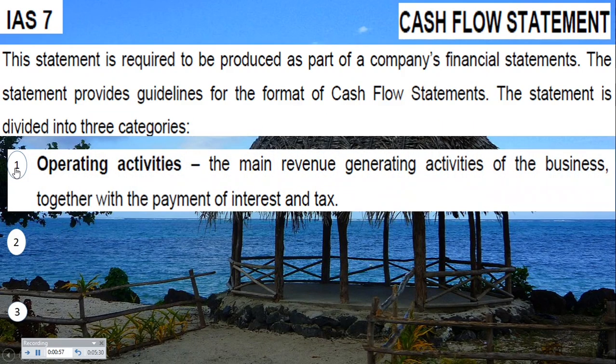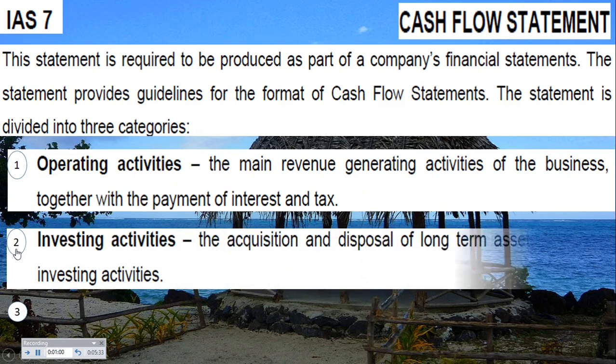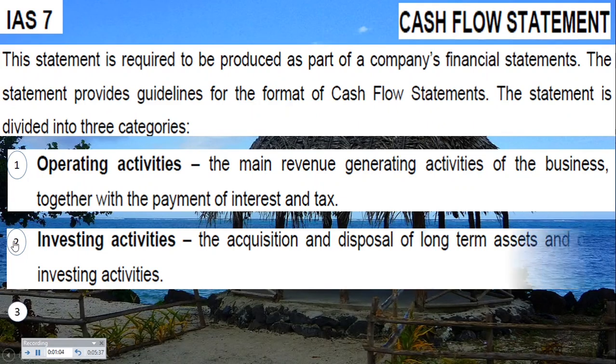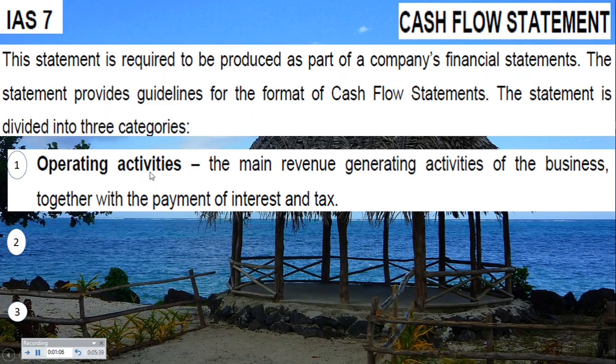The first one is your operating activities, the second one is your investing activities, and the third one is financing activities. So if we talk about operating activities, it refers to the main revenue generating activities of a business together with the payment of interest and tax. So you need to understand this main revenue generating activities. That is the main focus in your operating activities.